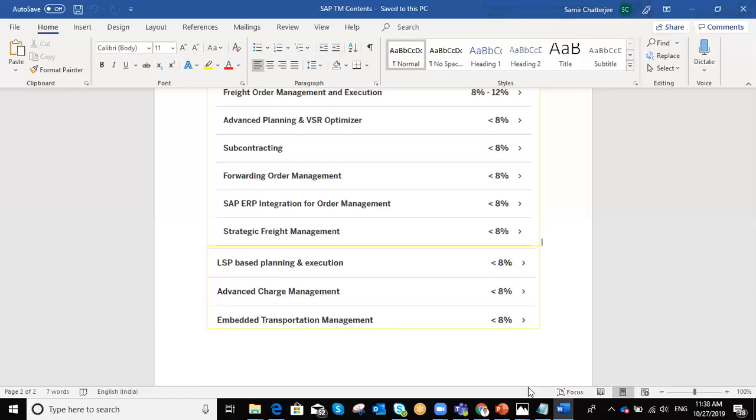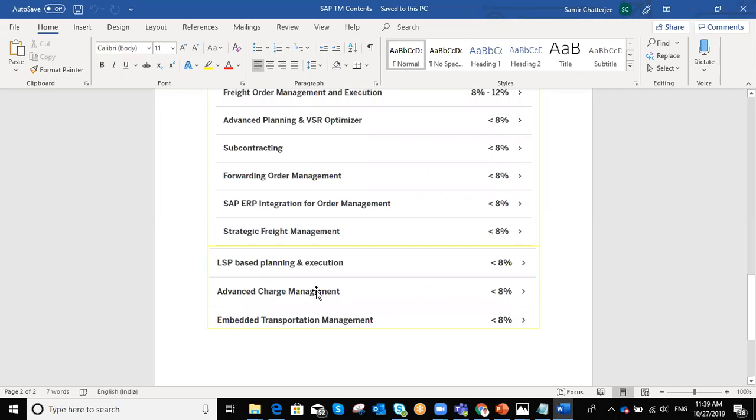Then for transactional data, we start from SAP ERP logistics to create sales orders and outbound deliveries. Then for these outbound deliveries, sometimes we create a shipment using VT01N in ERP logistics, or we create a freight order in SAP TM to do the physical movement of the goods from the delivery point to the receiving point.